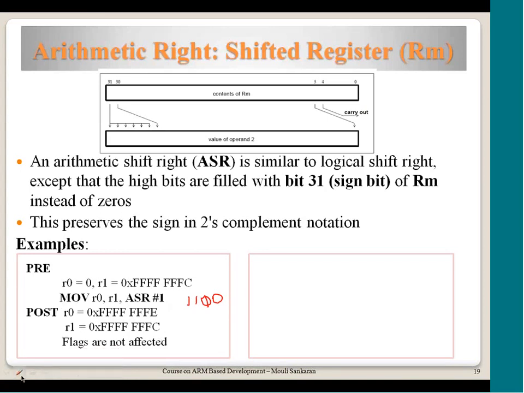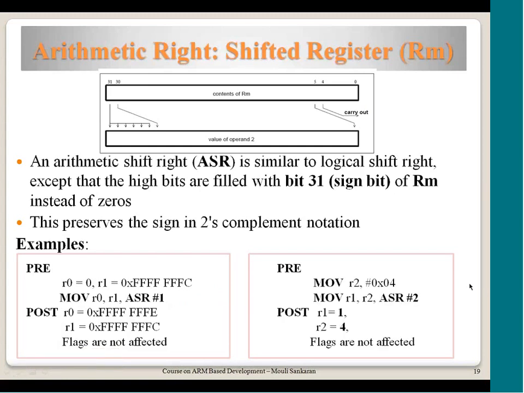One second, let me erase this. Okay. Now let us see one more example so that you understand it fully. R2 is filled with 4 and I am trying to do an arithmetic shift right. Now what is the MSB here? What is the sign flag of this R2 here? It happens to be 0.